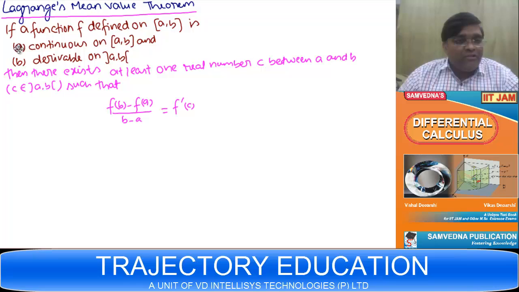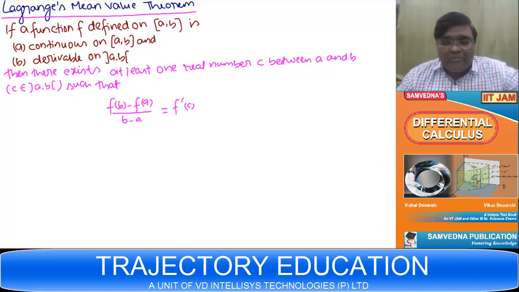So Lagrange mean value theorem says if a function f defined on the interval a to b is continuous on the closed interval and derivable on the open interval, then there exists at least one real number c between a and b, c lying between a and b, such that (f(b) minus f(a)) upon (b minus a) equals f dash c. So I will tell you geometrically what does it mean.